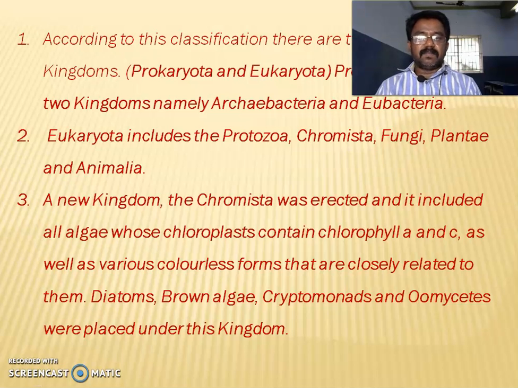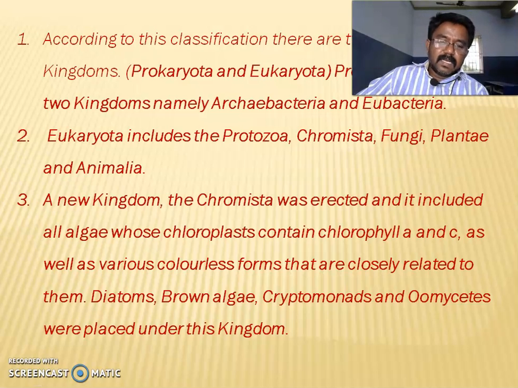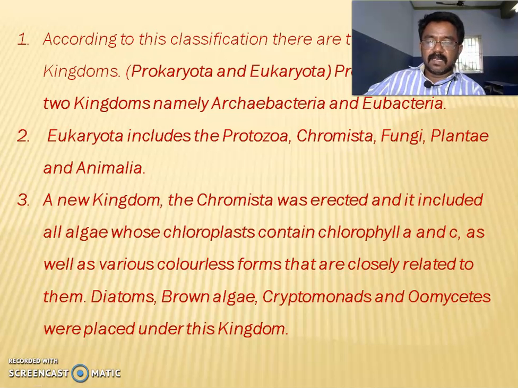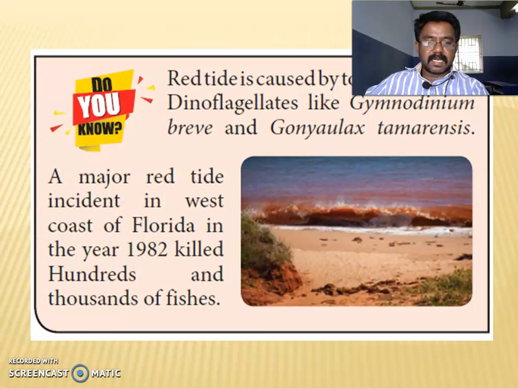The new kingdom, the chromista, was erected and it included all algae whose chloroplasts contain chlorophyll a and c, as well as various colorless forms that are closely related to them. Diatoms, brown algae, cryptomonads and oomycetes were placed under this kingdom.